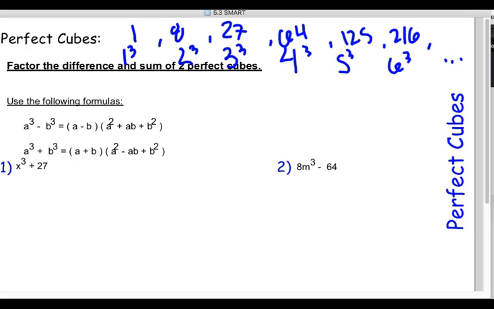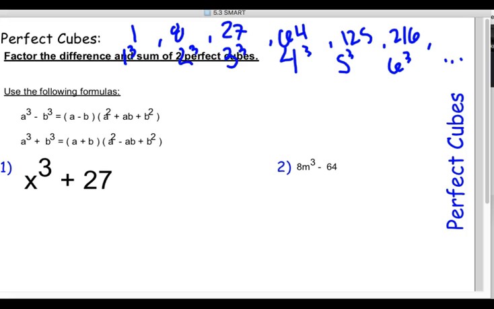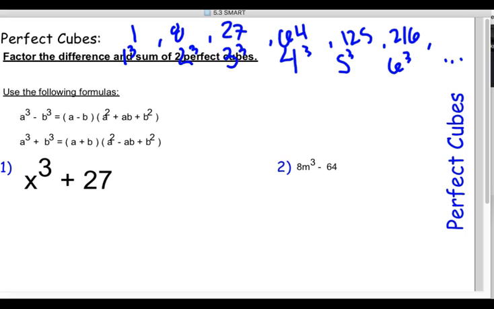The way you read this formula is if you have a cubed minus b cubed, so a perfect cube minus a perfect cube, it'll factor into this formula. If you have it plus, it'll factor into this one. The only thing that gets kind of hard about this is finding your a and your b. Because this is saying a cubed, so it's not the whole number, it's where it comes from. So a and b are not the numbers you see, it's whatever cubed gets you that number.